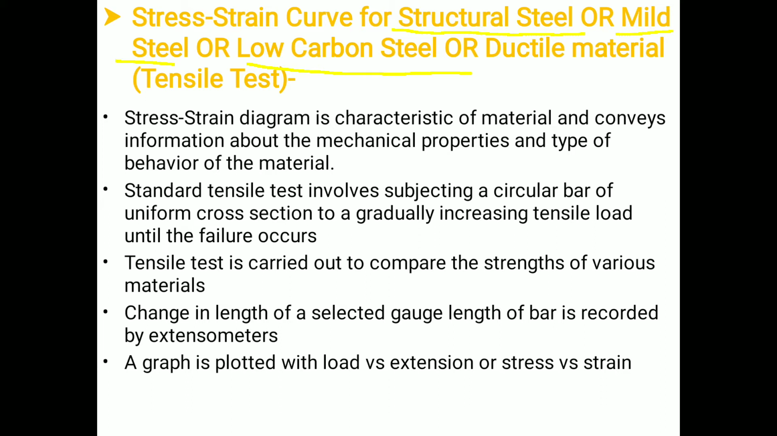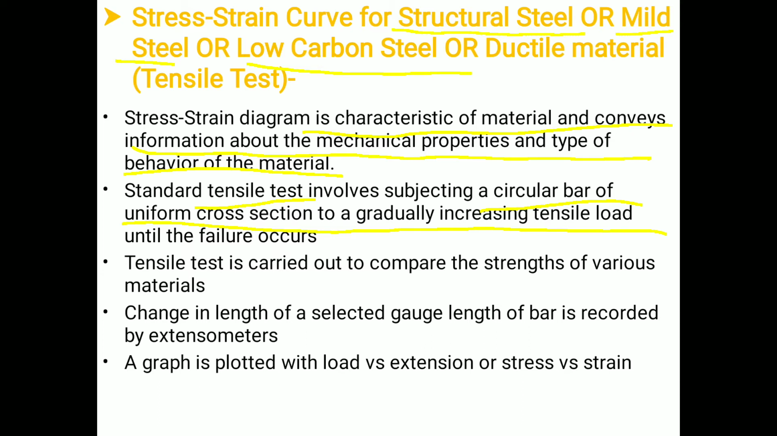Now what is the use of the stress strain diagram? The stress strain diagram is the characteristic of the material and it gives important information about the mechanical properties of that particular material and the type of behavior of that particular material. To find out the mechanical property and the behavior of material, we will require to perform a tensile test on a circular bar of standard specimen under the action of gradually increasing load. And that test we have to perform up to the failure.